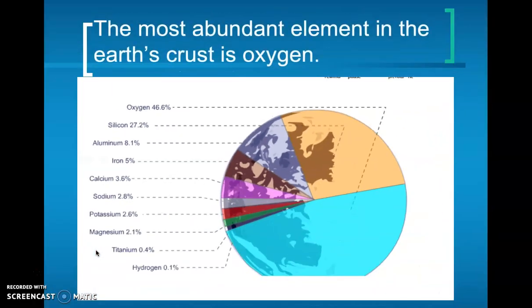When we look at the Earth, the most abundant element in the Earth's crust is oxygen. Hydrogen actually has a really small amount. It's oxygen, and then silicon actually is our next highest one.